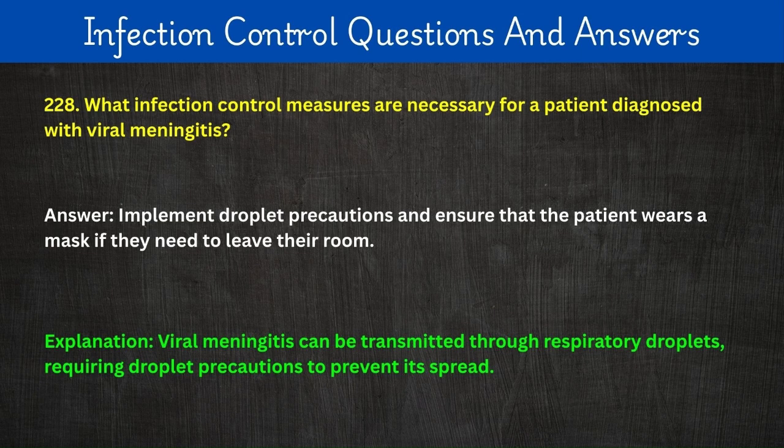228. What infection control measures are necessary for a patient diagnosed with viral meningitis? Answer: implement droplet precautions and ensure that the patient wears a mask if they need to leave their room. Explanation: viral meningitis can be transmitted through respiratory droplets, requiring droplet precautions to prevent its spread.